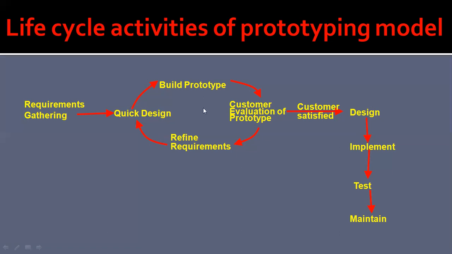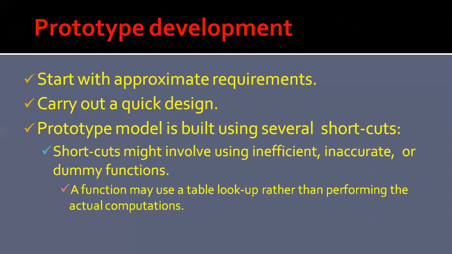So here we first do the prototype construct. Once the customer is satisfied, we go for waterfall based software development, that is designing, implementing, testing and maintenance. So the software prototyping development model can be divided into two major activities: one is prototyping construction and the other is iterative waterfall based software development. Let us see what prototype development is.